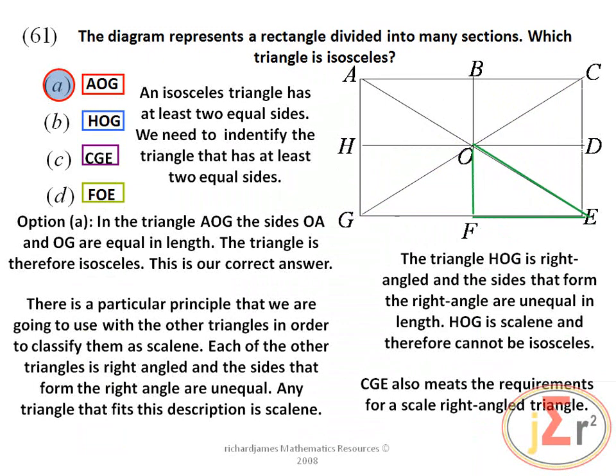The last one, FOE. This triangle is also a right angle. The right angle is right here. These two sides that form the right angle are not equal in length. Therefore, we are sure that the triangle is not isosceles. As a matter of fact, the triangle is scalene. The final triangle, FOE, is also a scalene right-angled triangle.